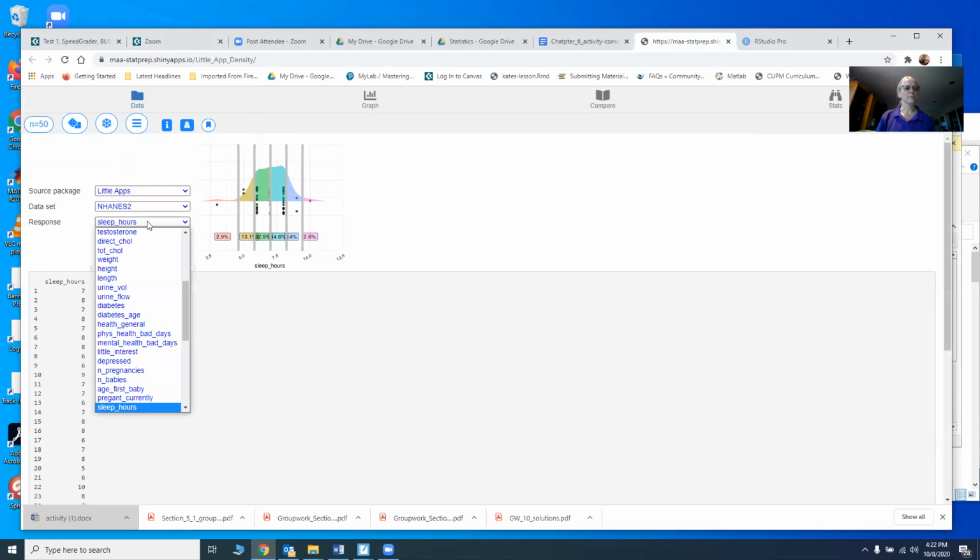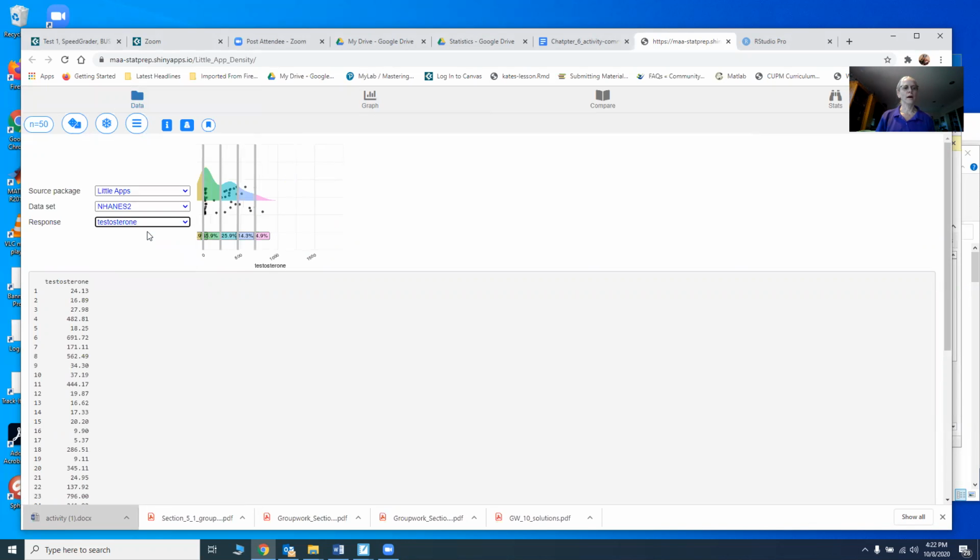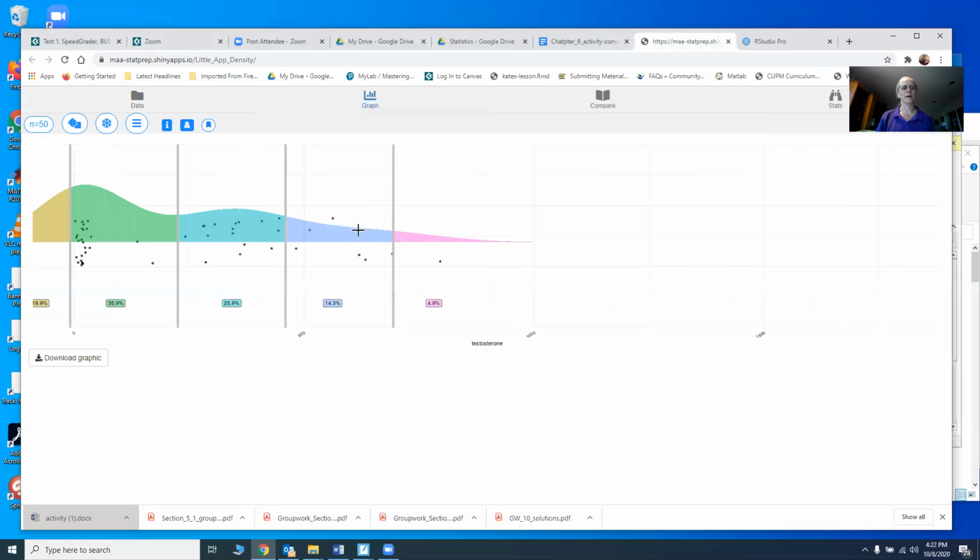Some other ones that we can look at: the amount of testosterone a person has. You can see this is obviously more of a right-skewed distribution, and we have a couple of humps going on here. It's definitely not a bell-shaped curve that we'd like to see.